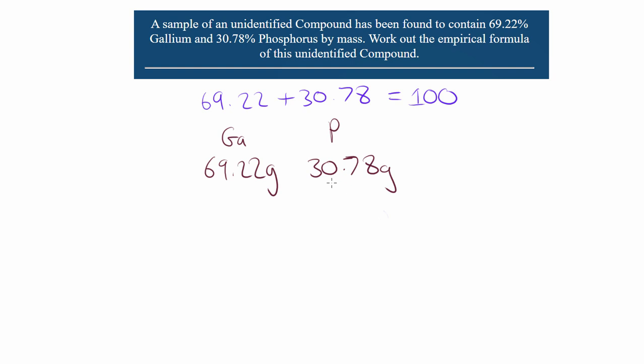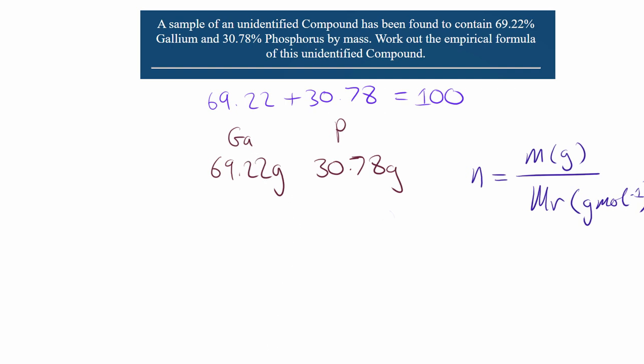Now, from that point, what are we able to do? Well, the equation will tell us what we need: moles equals mass divided by molar mass. So this equation is going to give us some idea of what we need. We've got the masses, we want the moles, so we need the molar masses. And I'm going to get that from the periodic table.